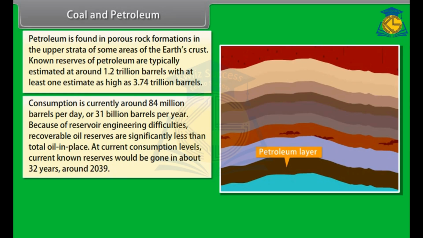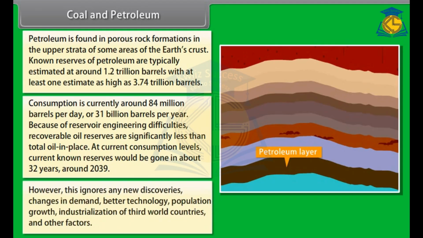Because of reservoir engineering difficulties, recoverable oil reserves are significantly less than total oil in place. At current consumption levels, current known reserves would be gone in about 32 years, around 2039. However, this ignores any new discoveries, changes in demand, better technology, population growth, industrialization of third world countries, and other factors.